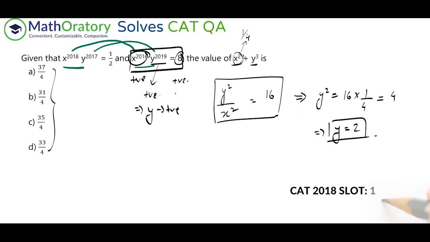So now just substitute 2 and check. So you have y cube here. So 2 cube is 8, right? So all you have to do is add these two up. So 8 plus 1 by 4. We are getting 33 by 4 as one of the options as the answer, right?